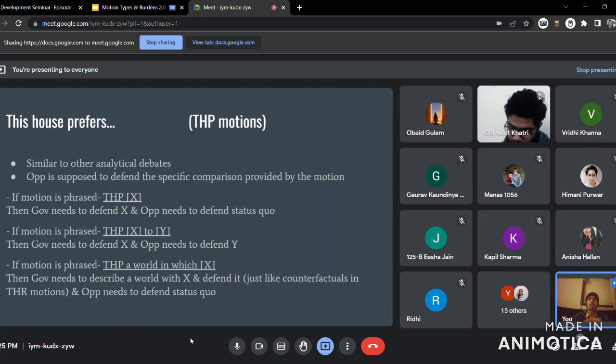This house prefers motions. These are similar to other analysis motions. The thing to note here is that opposition is supposed to defend the specific comparison provided by the motion. We'll get into what we mean by specific comparison, but it's a this house prefers motion, which means you prefer something over something else. In a prefers motion, the binary in the debate, or the things that you're comparing on both sides, are explicitly and in a fixed manner set by the motion. So how are they set?